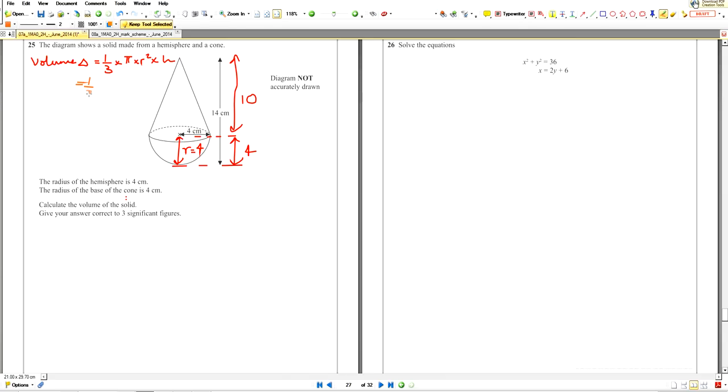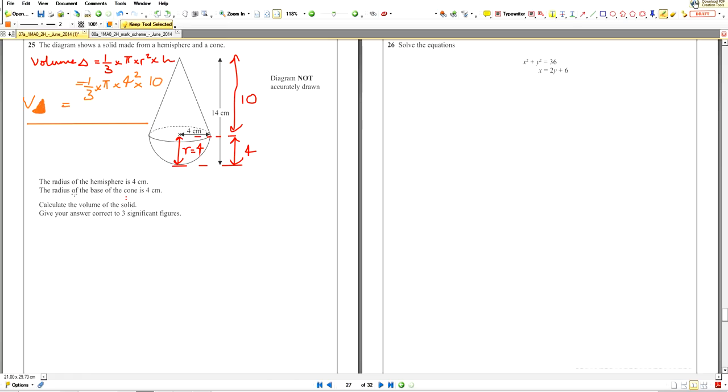So we can write down 1/3. We use the pi button on the calculator. R is going to be 4 squared, then R squared times by the height, which is 10. So that will give us the volume of the cone. Okay, that's our ice cream cone. So that will give us a particular value. Okay, we'll leave that for the moment. We'll come back to that and put that in the calculator.